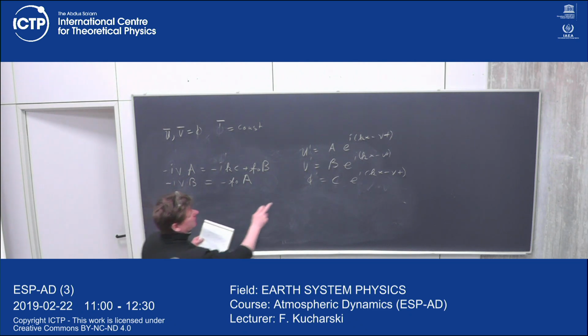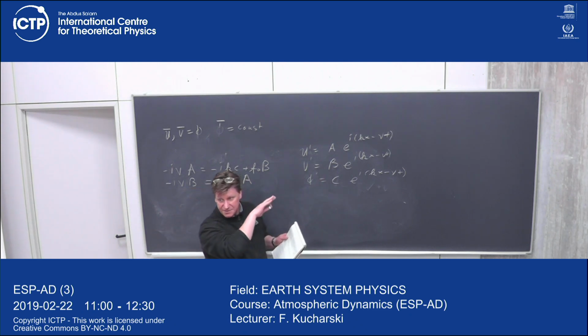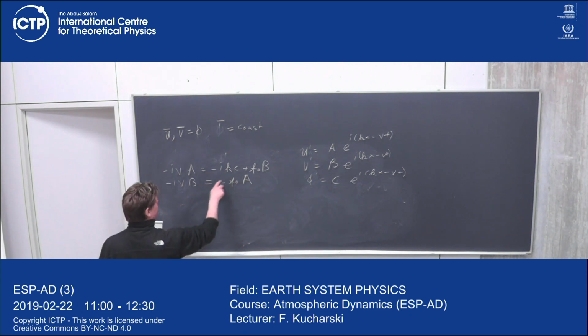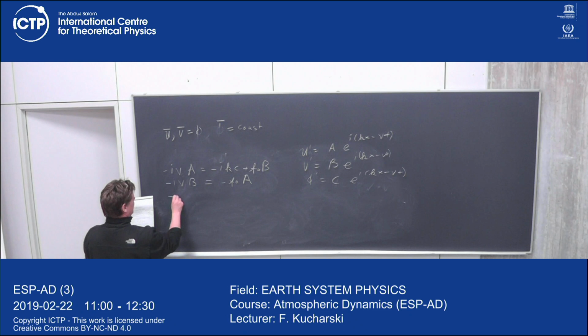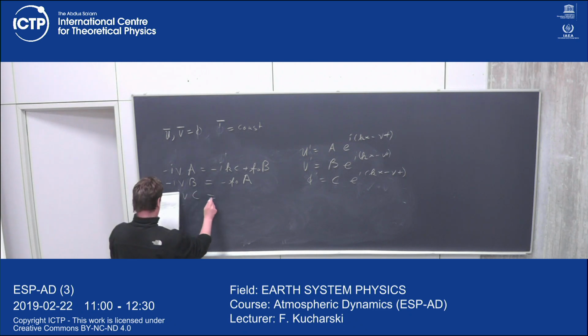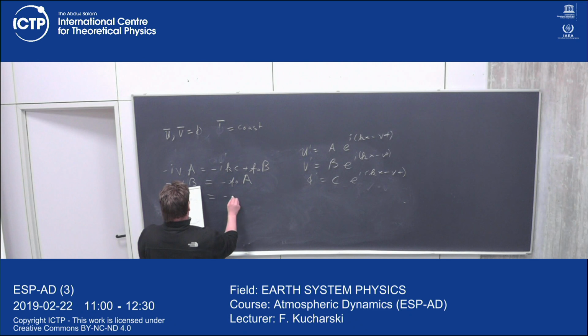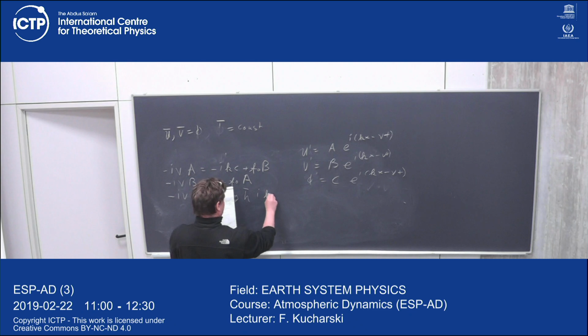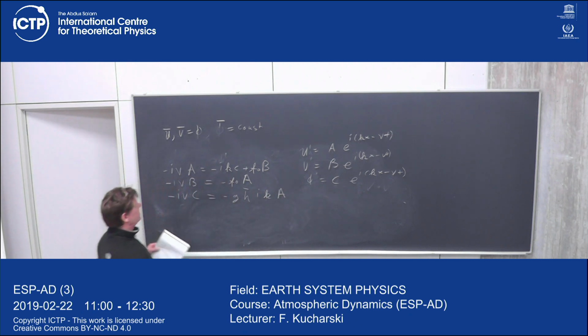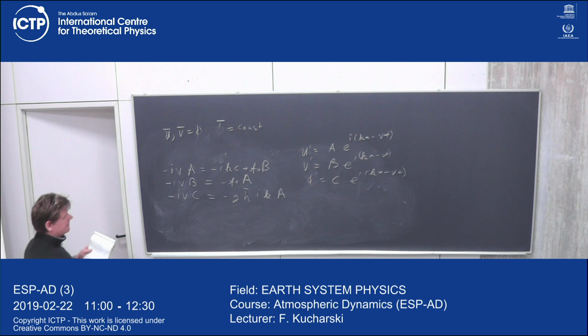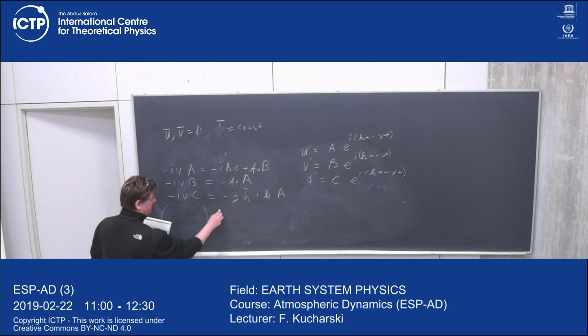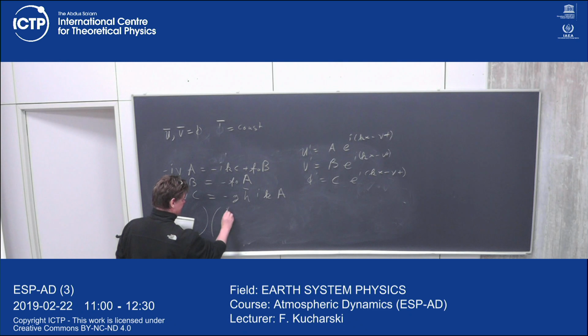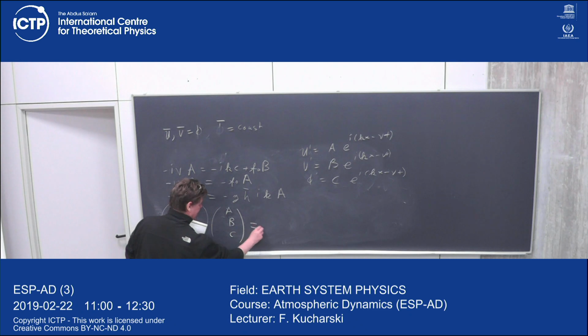We assume that the wave, in this case, we keep it simple, is just propagating in the x direction. That's an assumption, otherwise there would be an additional term here. Minus i nu C equals minus g, the mean height, times i k A. So we solve this equation. There's a matrix applied to A, B, and C equals 0.